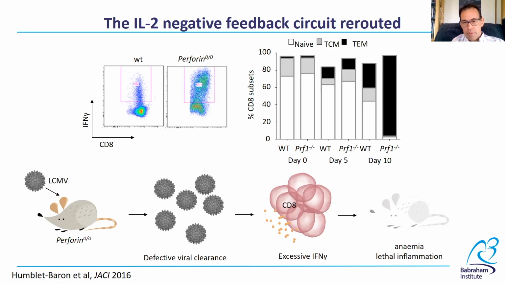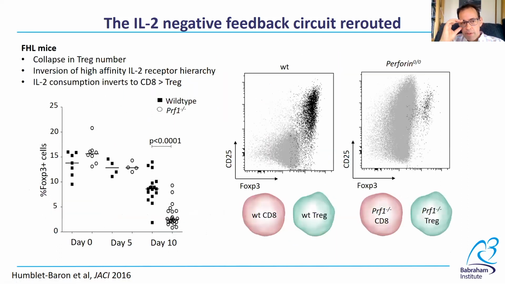So the model that was present before we started working on this was that LCMV in the perforin knockout mice triggers excessive activation of CD8s, and this interferon gamma causes the anemia and the lethal inflammation. However, when we started looking at these FHL mice, we saw that interferon gamma was not the only phenotype that was going very badly wrong.